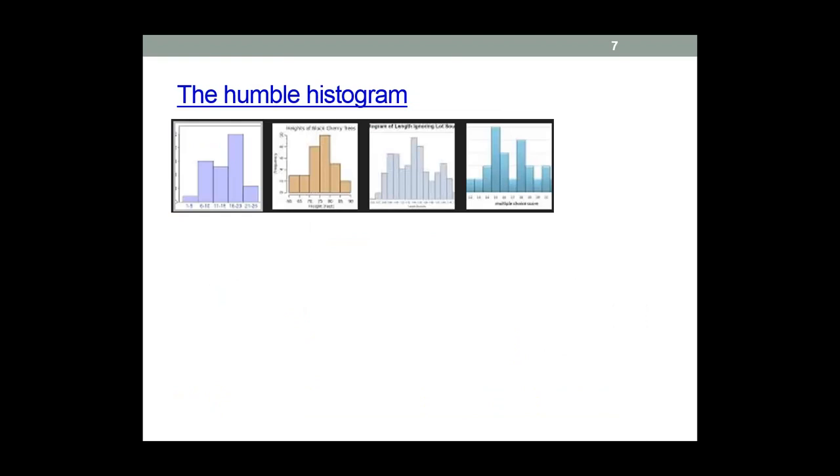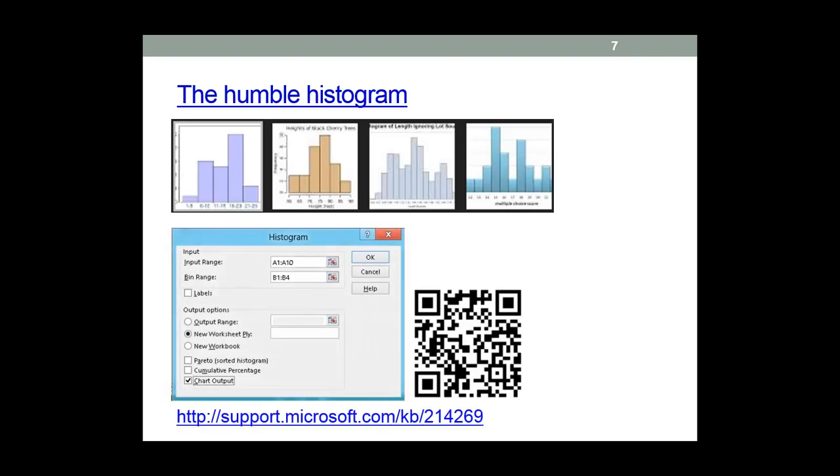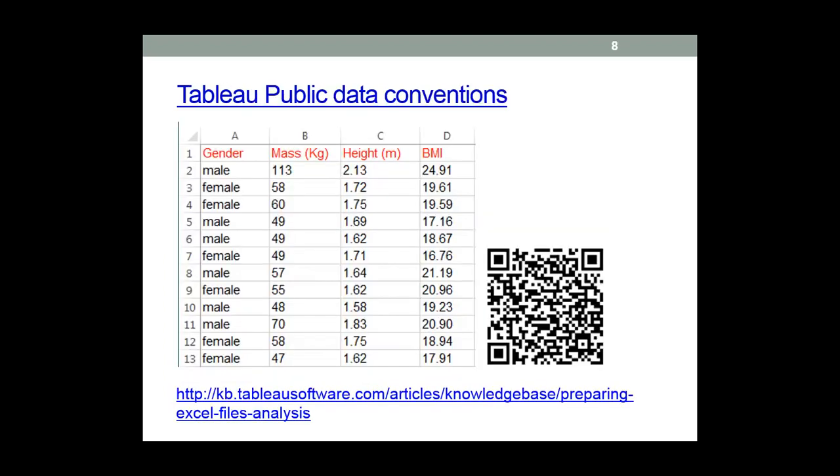Okay, the humble histogram. The histogram is probably the first data visualization people are taught as part of their introduction to descriptive statistics. It is possible to do histograms in Excel, but it's a bit of a faff. You need the data analysis toolkit installing, and then you need to set up something called a bin table. It's quite hard to control what your results look like. Tableau Public does this in one step.